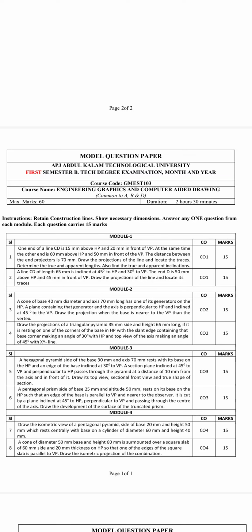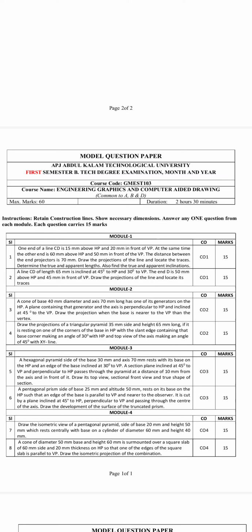Okay, first module, first question. One end of a line CD is 15 mm above HP and 20 mm in front of VP. At the same time, the other end is 60 mm above HP and 50 mm in front of the VP. The distance between the end projections is 70 mm. Draw the projections of the line and locate the traces. Determine the true and apparent length. Also find the true and apparent inclinations.